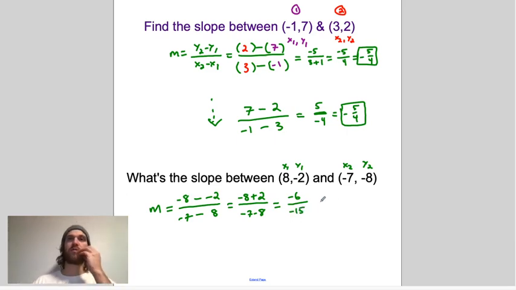Now this can be simplified in more ways than one. A negative divided by a negative is a positive, and these are both divisible by 3. So that's going to be a positive answer. 6 divided by 3 is 2. 15 divided by 3 is 5. So our final answer is 2/5.